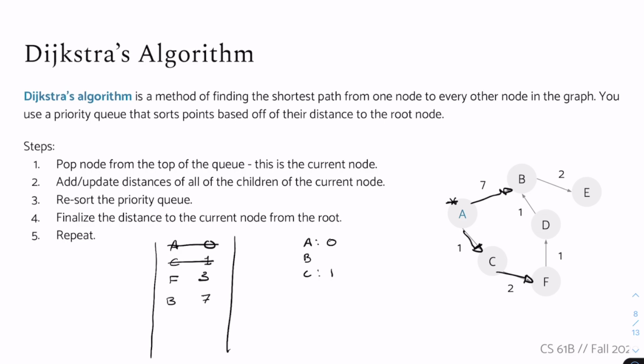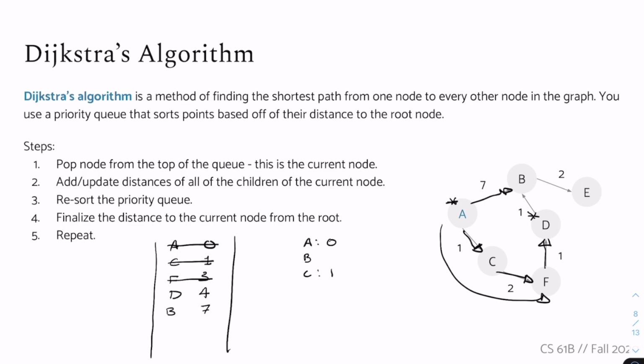The reason, of course, that it's 3 is because the distance from A to F is the distance from A to C plus the distance from C to F. Same thing applies, I just messed up the math. And now we have D that we're going to add, and this time the distance from A to D is going to be 4, which is still less than 7.